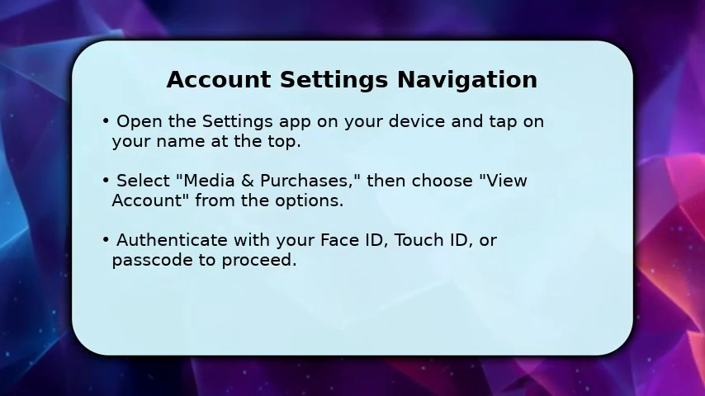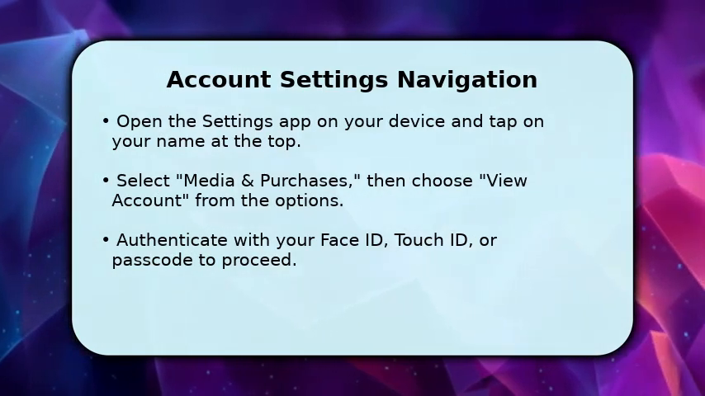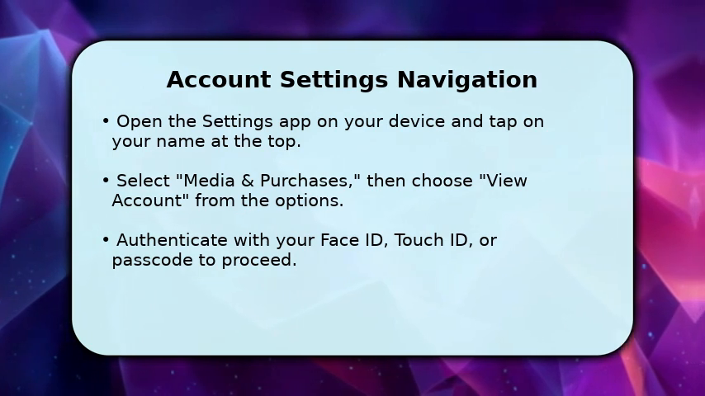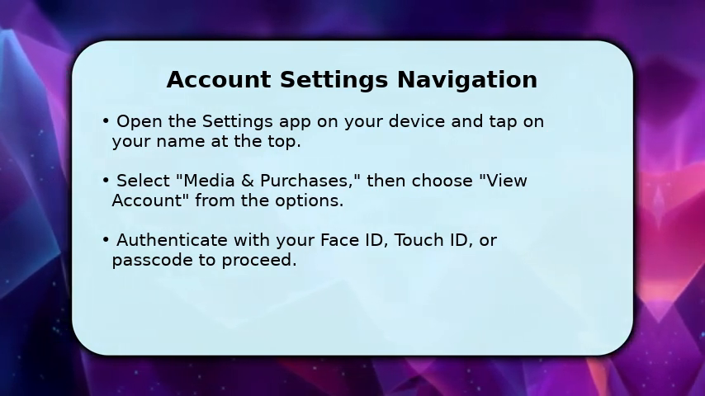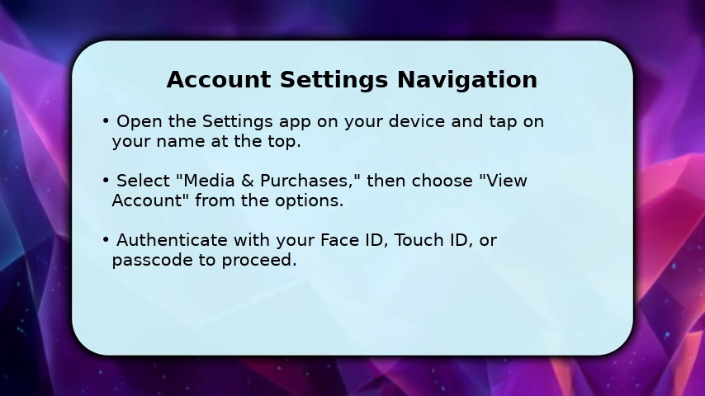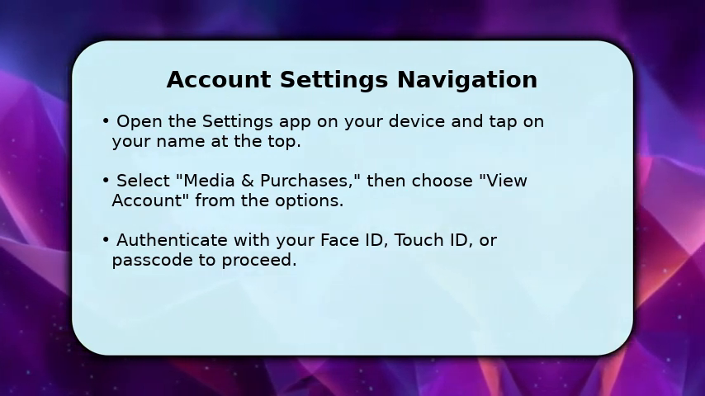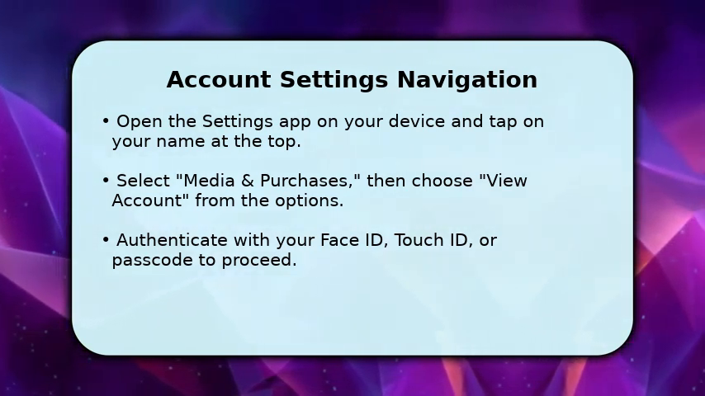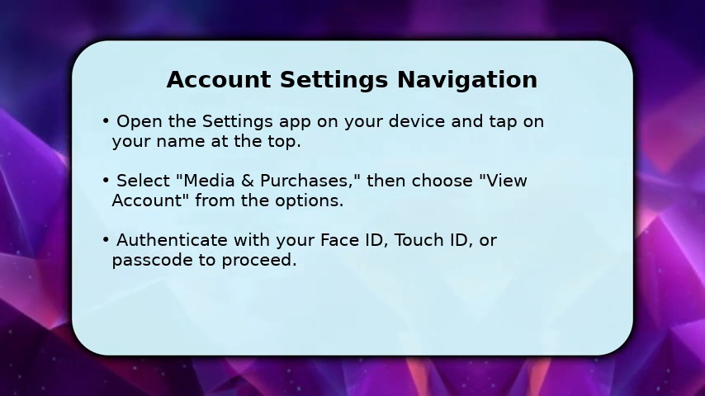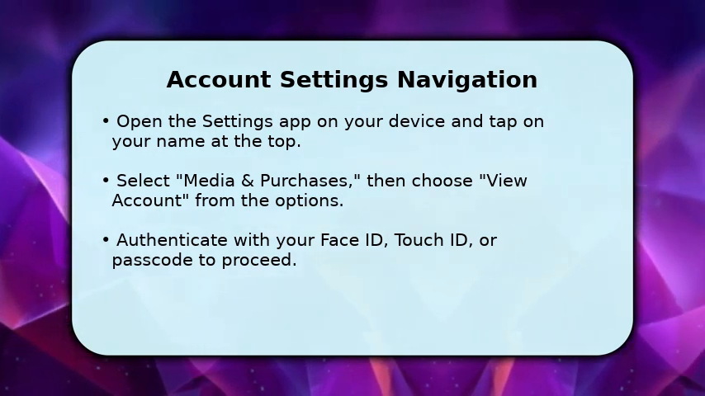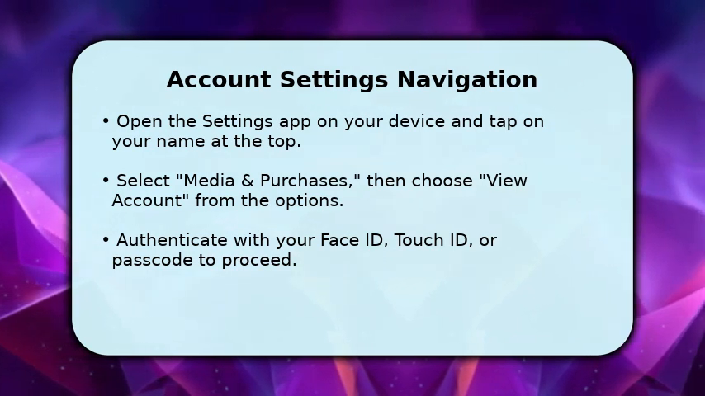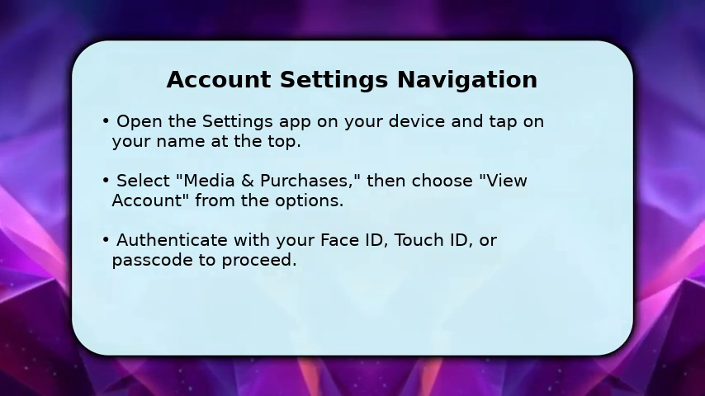First, open the Settings application on your device. At the very top, you will see your name. Tap on it to access your Apple ID settings. Next, select the option labeled Media and Purchases, and then choose View Account. You will then be prompted to authenticate using your Face ID, Touch ID, or your device's passcode to securely access your account details and continue with the process.